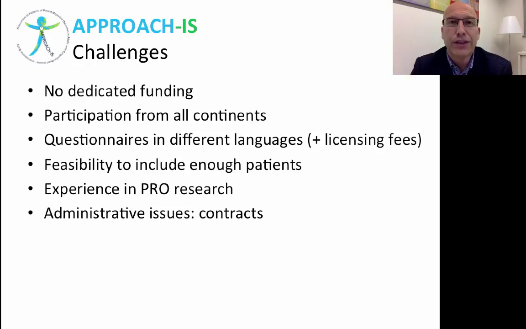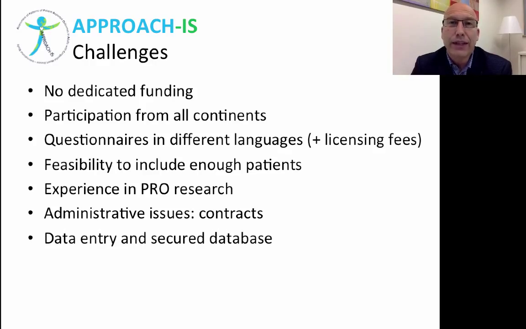Administrative issues. Certain centers did not want or could not participate in this project without having a contract with us as the central coordinating center. So we needed to overcome this. We needed to make contracts between the University of Leuven and the participating centers.